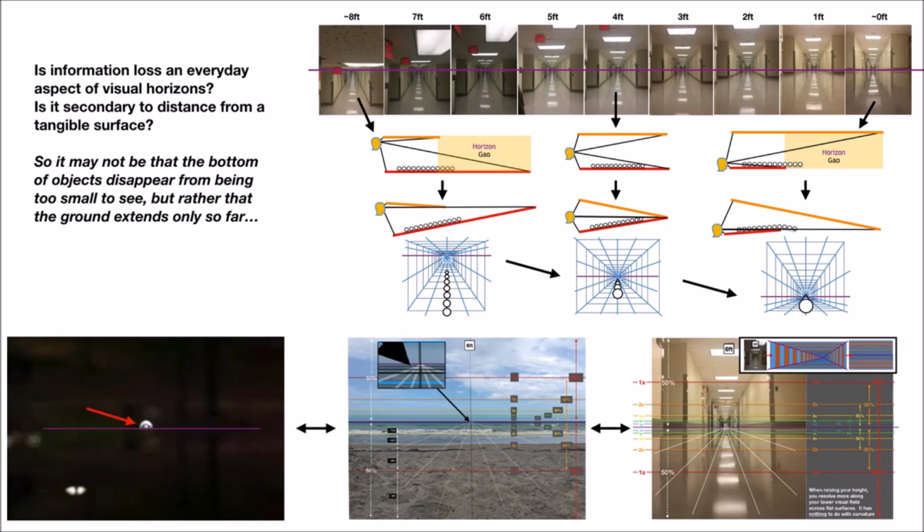It may not be that the bottom of the objects disappear from being too small to see, but rather that the ground can only extend so far when we are close to it. We can only see so far along the ground. It's not so much the object itself or the bottom of the boat itself getting too small. It's the fact that you can't see that far along the ground, but it still occupies 50% of your vision.